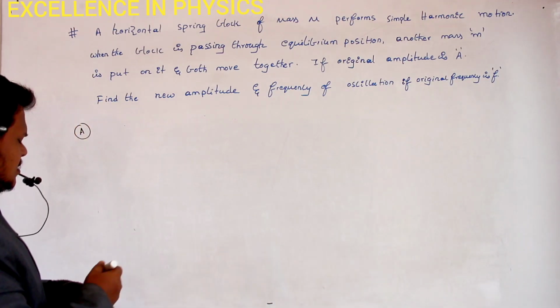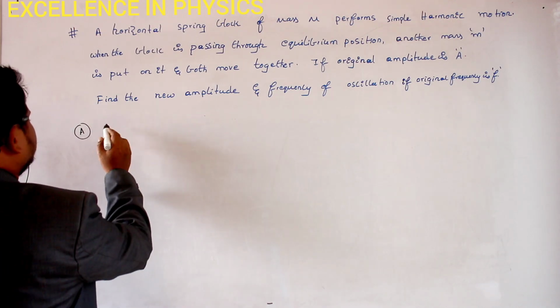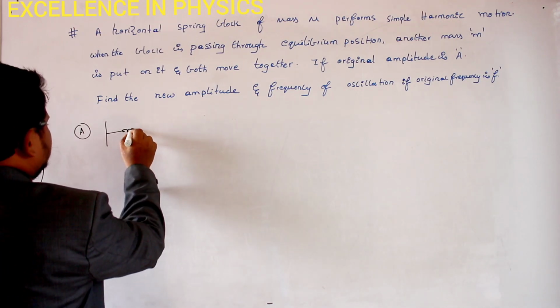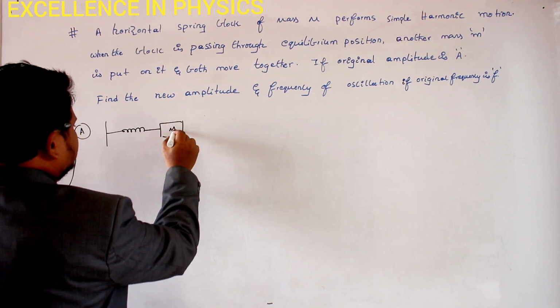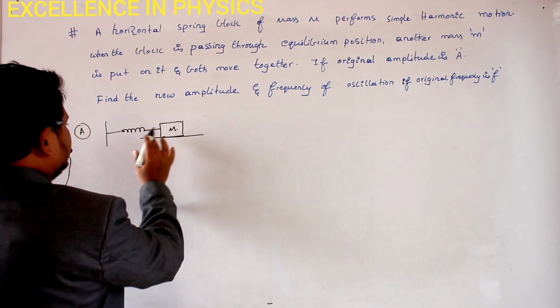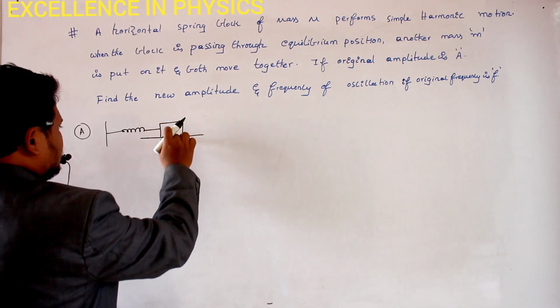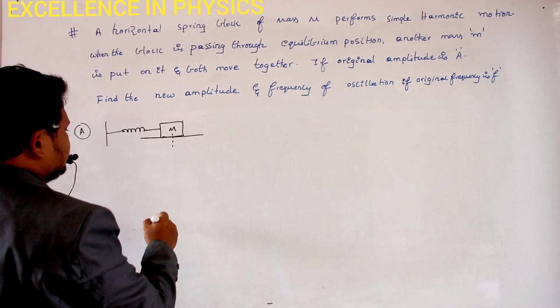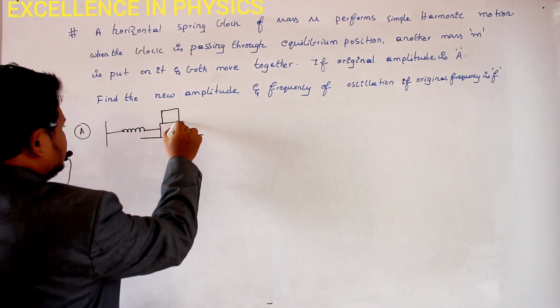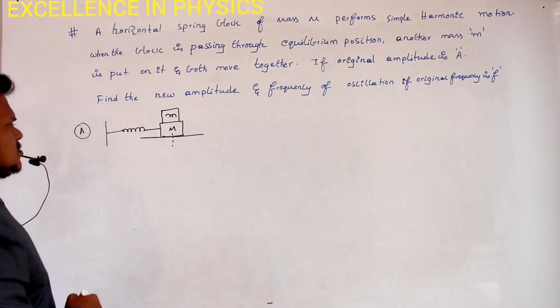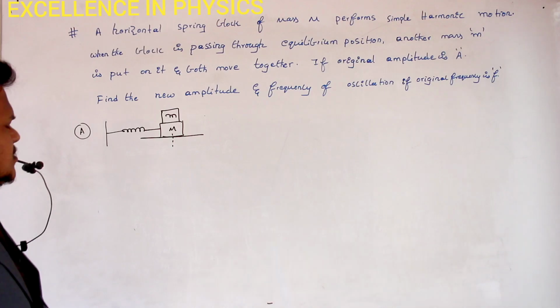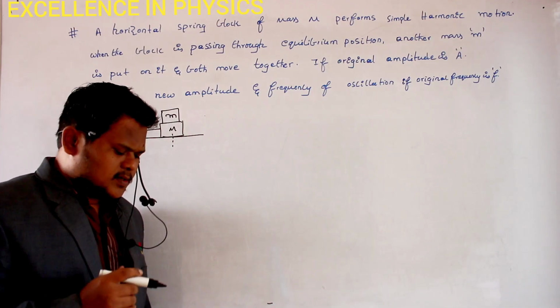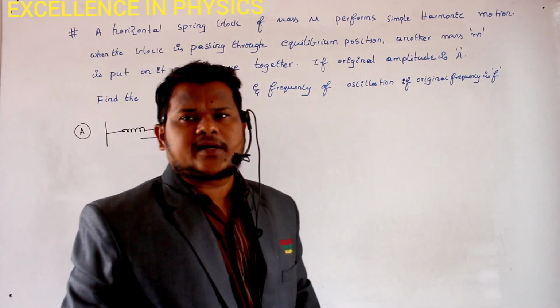So let us see what is happening here. Consider this is a spring which is connected to a mass of capital M, and this is performing simple harmonic motion. Consider this is the mean position. We are placing another block whose mass is small m. Clear? Then we are supposed to find out the new frequency of oscillation.